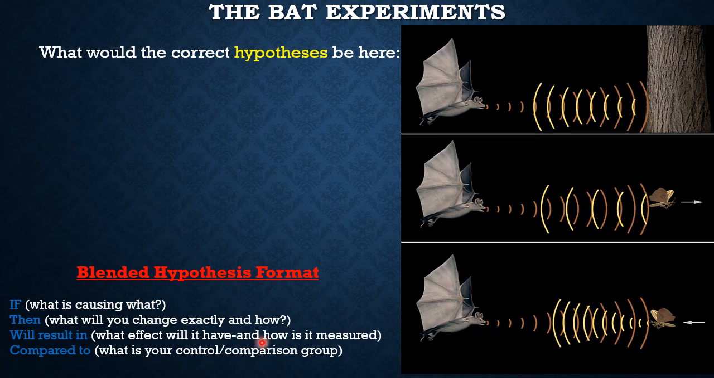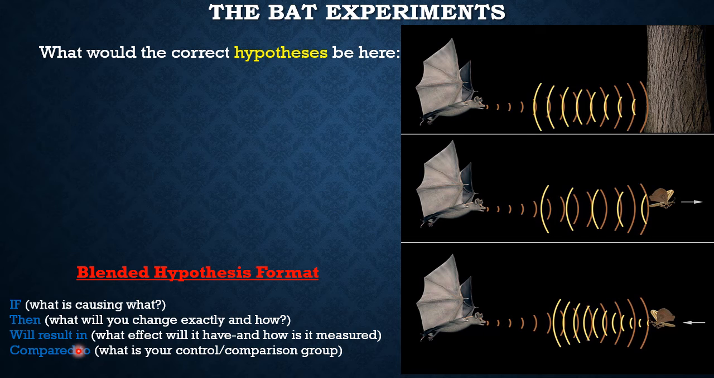So now we're going to get on to the hypothesis part of this. This is the hardest part. Again, make sure you've watched that video already on writing a stronger hypothesis, because she shows you 3 different styles. I'm going to use what's called the blended hypothesis, where I've merged all 3 of those styles that were mentioned in that video. We're going to use if, then, will result in, and compared to in our hypothesis to explain what the correct hypothesis would have been for this experiment.